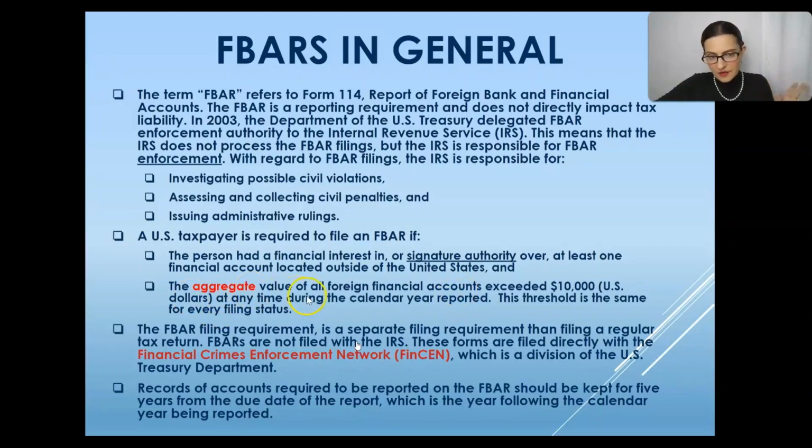If the aggregate value of all foreign financial accounts exceeds $10,000 in US dollars at any time during the calendar year, you have to file an FBAR. And this threshold is the same for every filing status. As soon as you get over this $10,000 threshold, and of course you have to convert, right?